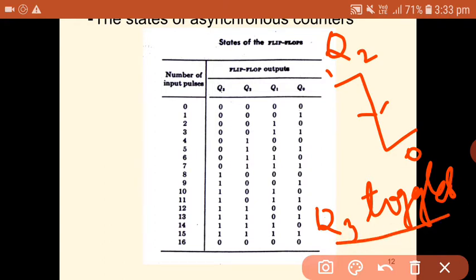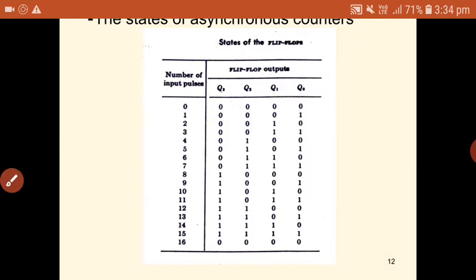Only whenever Q2 is changing its state from logic 1 to logic 0, then only Q3 toggles. Likewise, if you observe the operation, all the 16 combinations are covered, starting from 0 to 15, so all zeros to all ones. And after all ones, the 16th state becomes again all zeros.